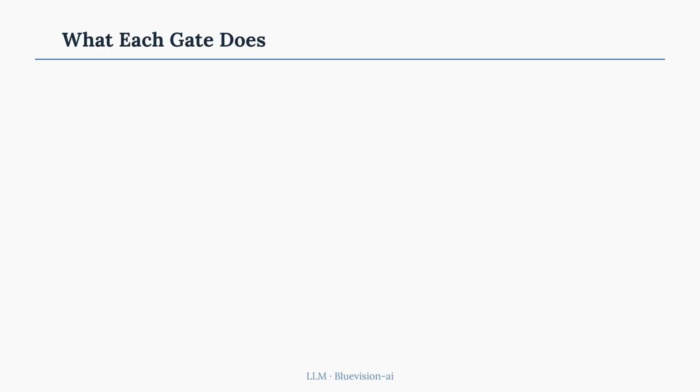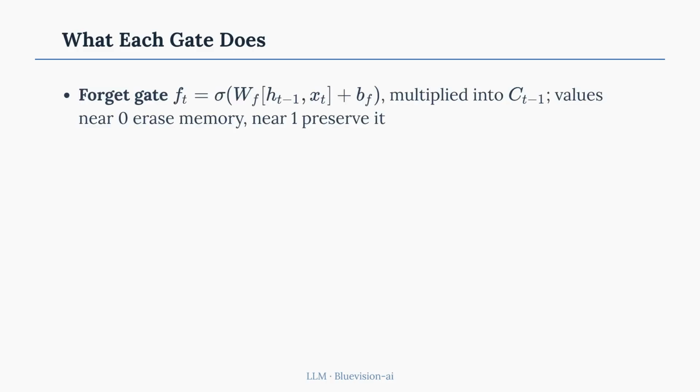Let's be precise about what each gate is actually computing. The forget gate, FT equals sigma of WF times HT-1 and XT plus BF. The same combine and transform idea as the RNN cell, just written as one matrix over the 2 inputs stacked together instead of 2 separate matrices. Multiplied into CT-1. Values near 0 erase that dimension of memory. Values near 1 preserve it. If the model just read a period at the end of a sentence, it should forget the current subject.